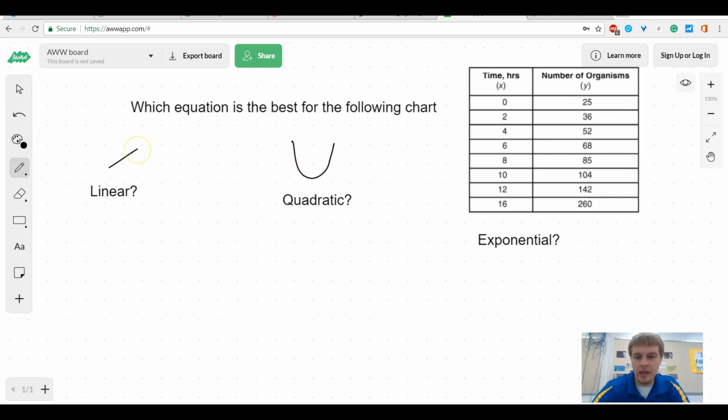Or it could make an exponential function, which kind of starts out slow and then gradually increases very quickly. So we want to figure out which of the different functions we would want for this chart over here.